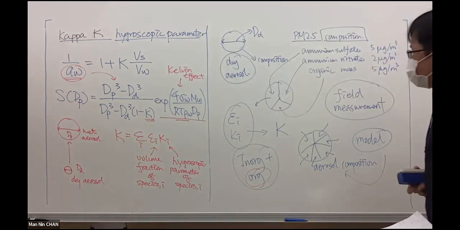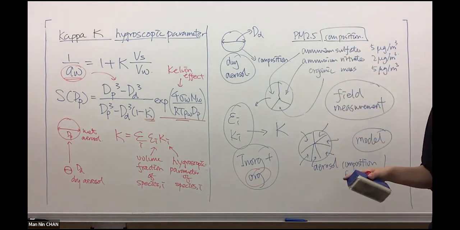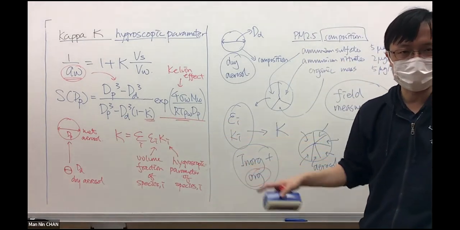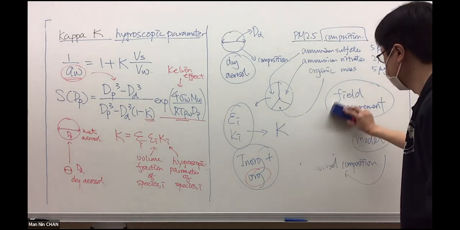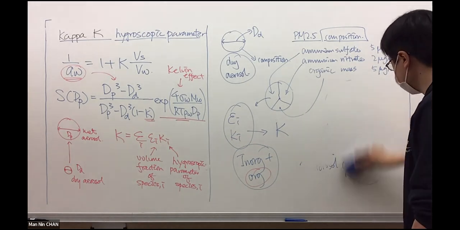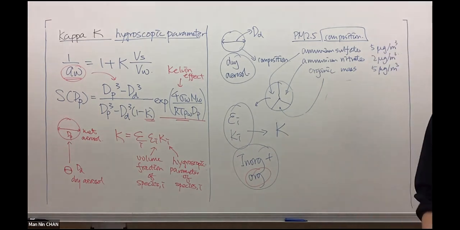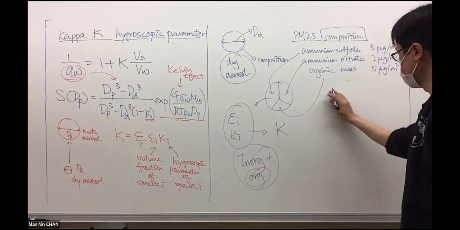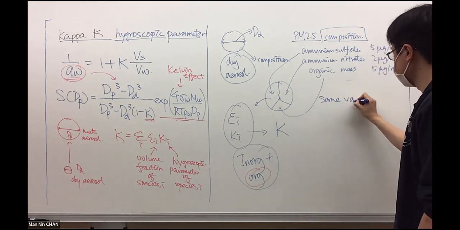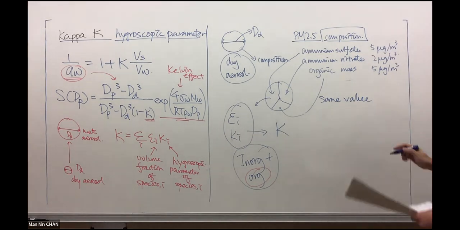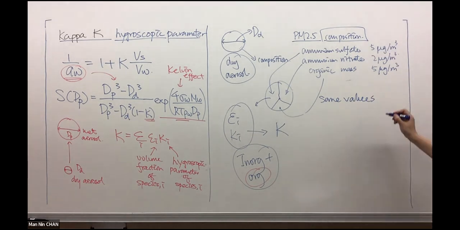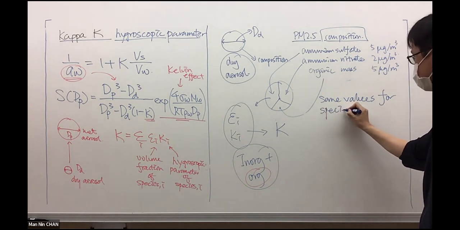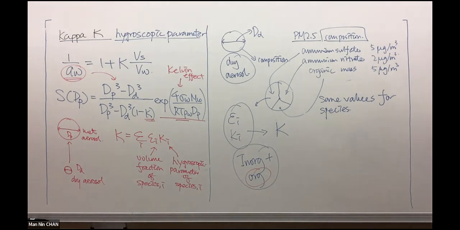So therefore now, if you have your model, you can know some aerosol composition. To calculate this kappa, you also need to have this kappa i for individual species. So just to give you some common values, let's say we have some values for the species, or some common or important species.